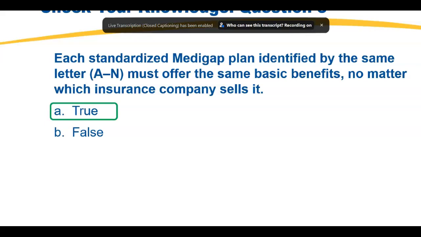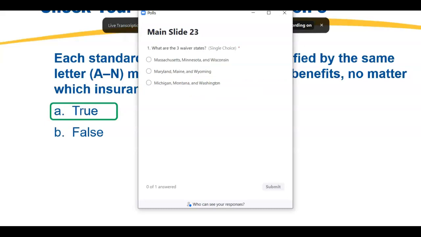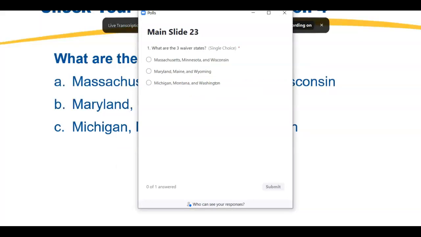There's one more. Okay, this one is, what are the 3 waiver states? Derek was just talking about those states and explaining that, but see if you remember which 3 states. Were Maryland, Maine, and Wyoming, Michigan, Montana, and Washington.